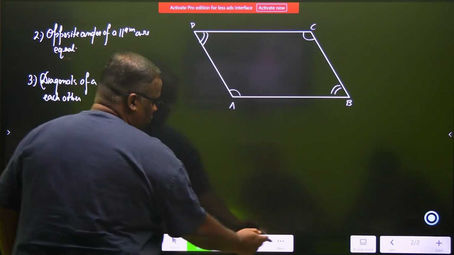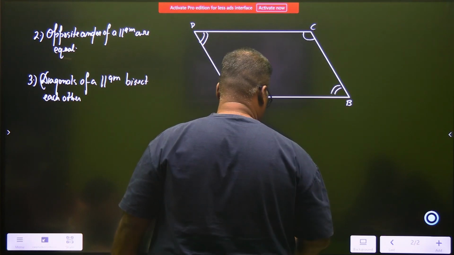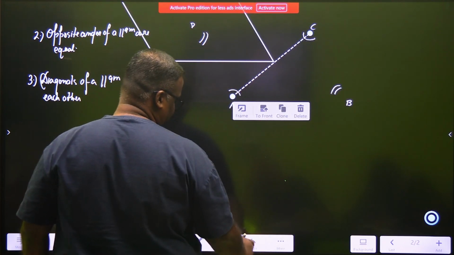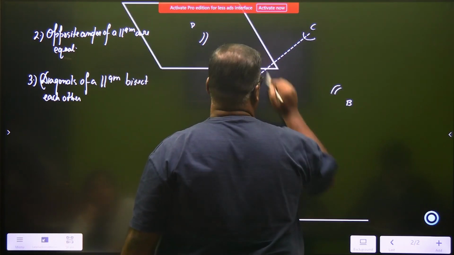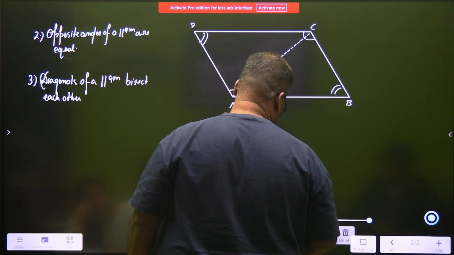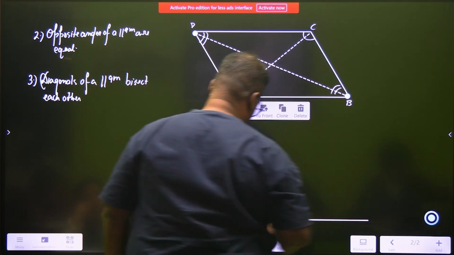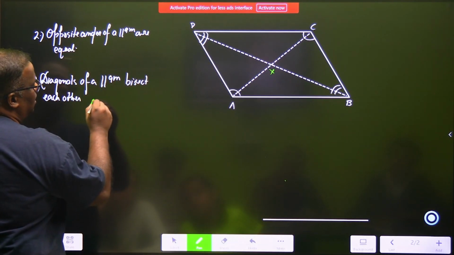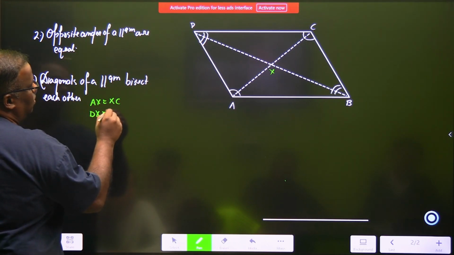Bisect each other, which means if you take two diagonals, let's say one of the diagonals is this and the second diagonal is this, and suppose they intersect at a point say X. That means you can write AX will be equal to XC, and similarly DX will be equal to XB.